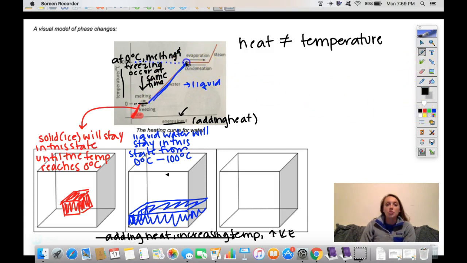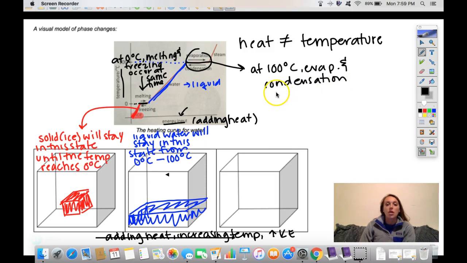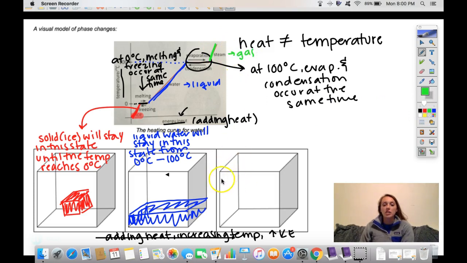Then once we reach 100 degrees Celsius, evaporation and condensation simultaneously occur at the same time. But once we go over 100 degrees Celsius, then we have steam, which is the gaseous phase. And remember that the gaseous phase will take up the entire container, whether that's a small box or a room.